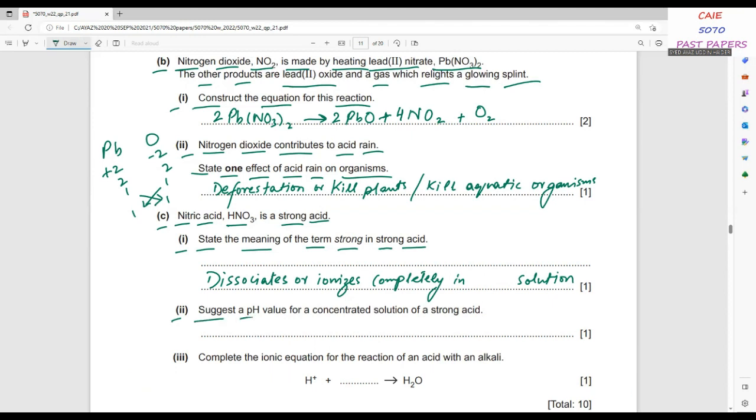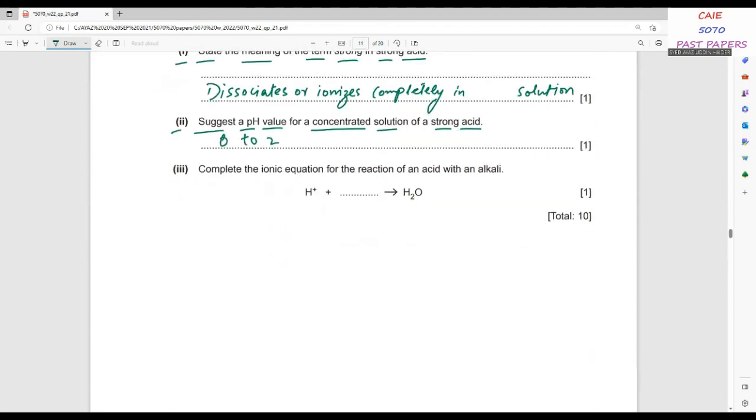Number 2, suggest a pH value for a concentrated solution of a strong acid. The pH value should be from 0 to 2 for any strong acid. Complete the ionic equation for the reaction of an acid with an alkali. The equation is H positive plus OH negative, and water will be the product. So you write OH negative here.